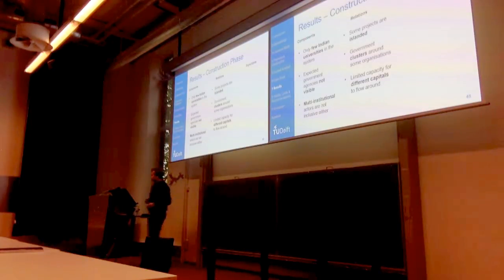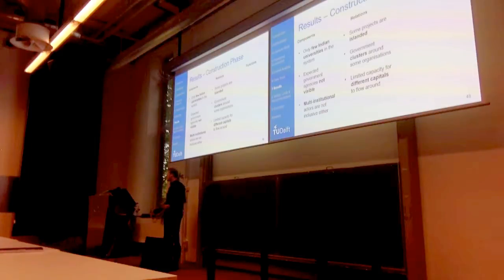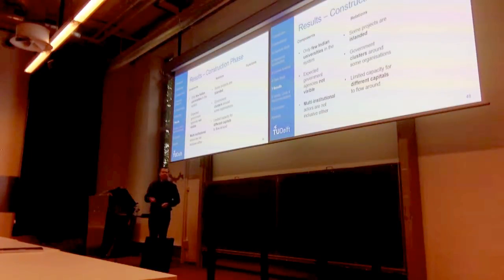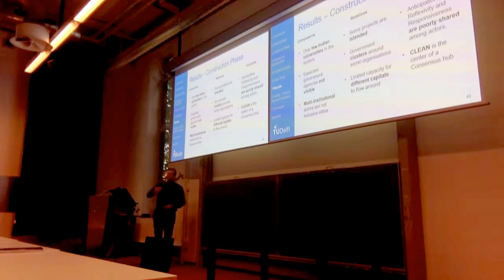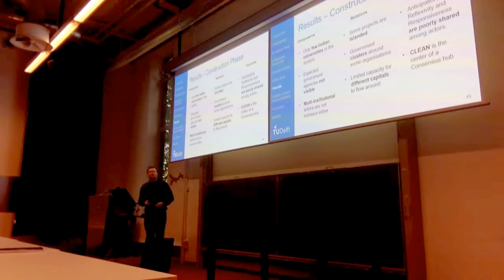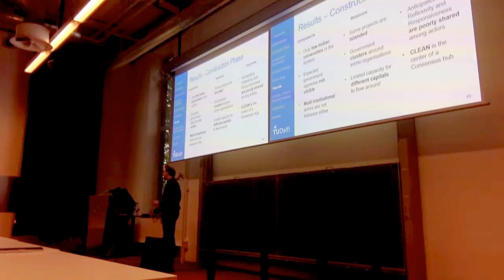And in the relations, as we saw, some projects were islanded. Those government organizations that were present all cluster around a few organizations. So there are only a few organizations that really have contact with the government, which means that there's limited capacity for the different capitals to flow around. And in the functions, we saw that those dimensions of responsible innovation were poorly shared, but that CLEAN is at the center of a consensus hub, so to say.